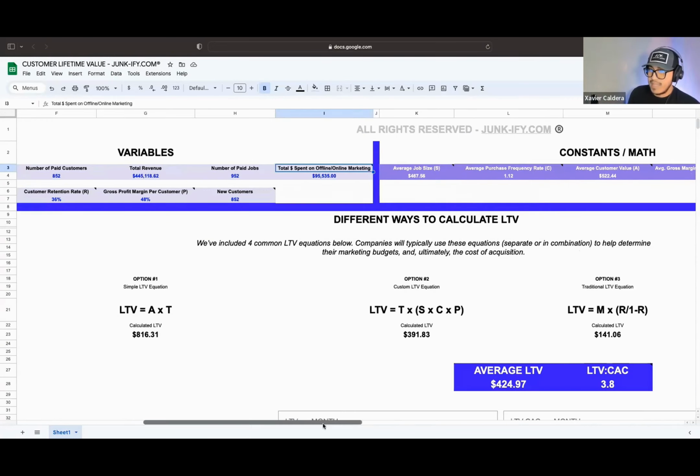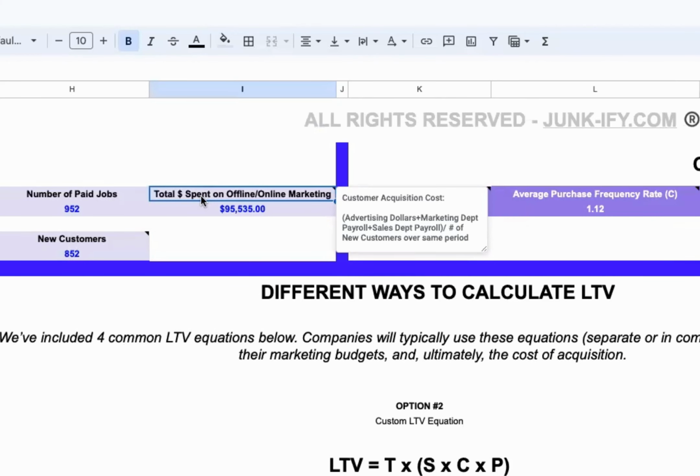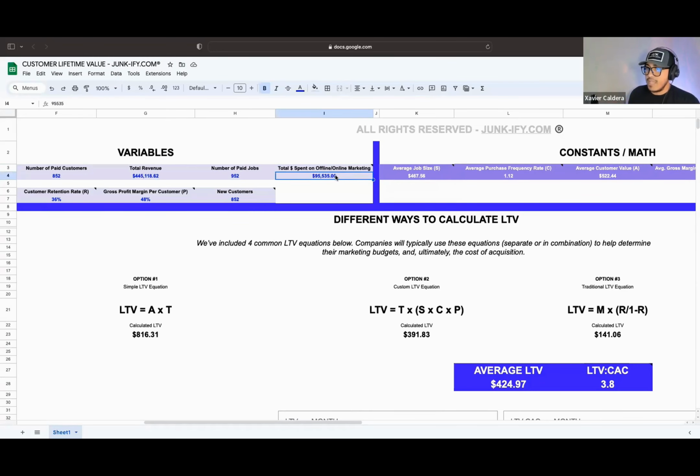I'm going to define this for you guys. Total dollars spent on offline marketing and online marketing. Inside this number is the addition of advertising dollars, payroll for the marketing department, and sales department payroll, divided by the new customers over the same period of time. This is the total money for this period of time. You can define the period of time you want to calculate your LTV.